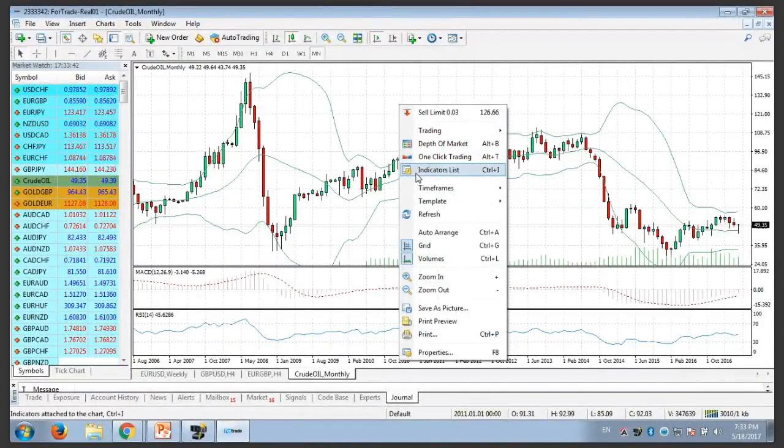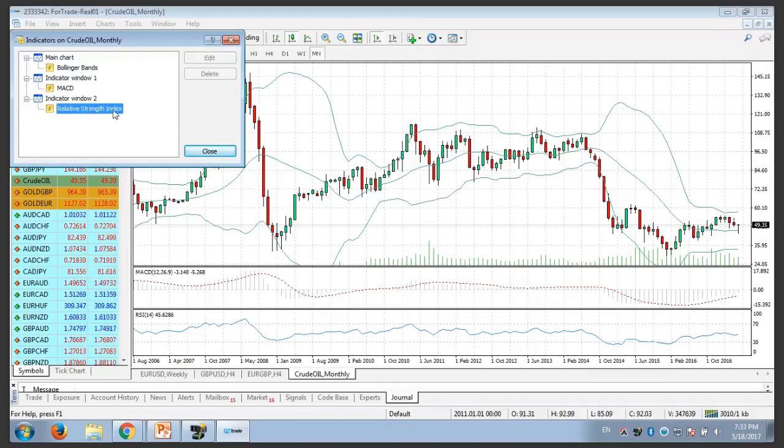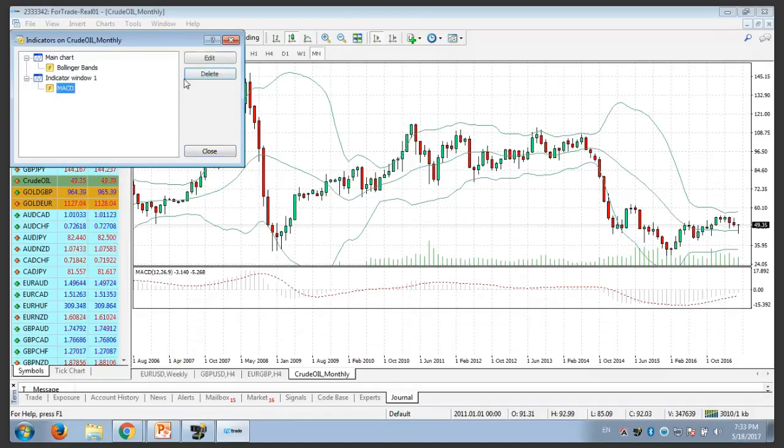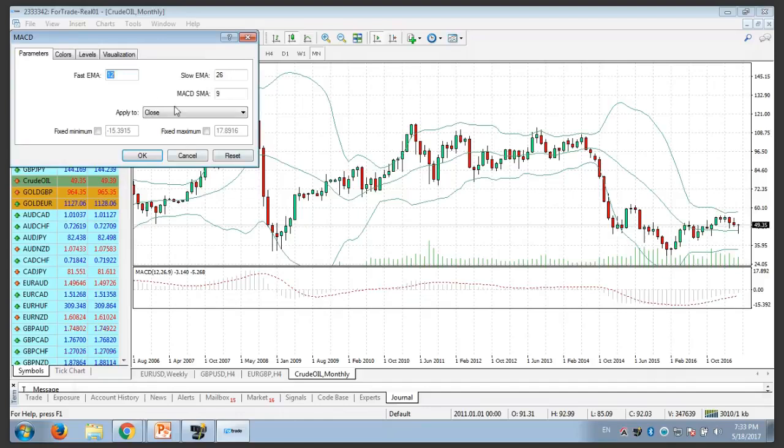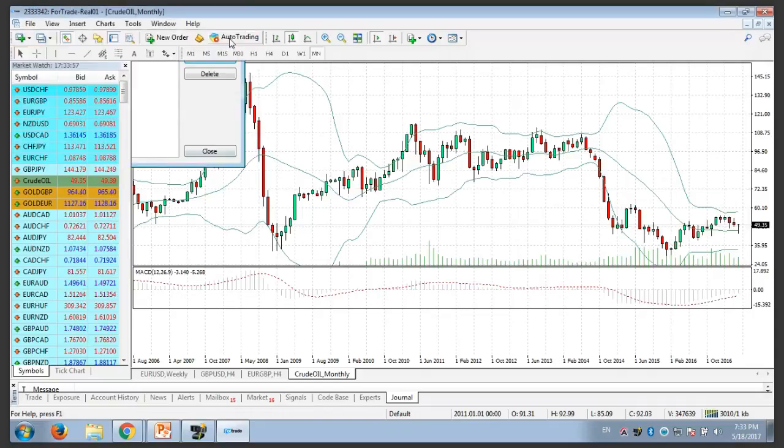Again, if you want to delete an indicator, go to the indicator list and choose which one you want to delete. If you want to add one, choose the one you want to add and change it. If you want to save changes, okay. If you do not, of course, cancel.